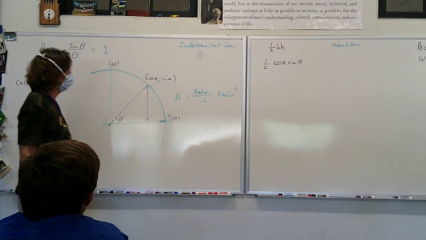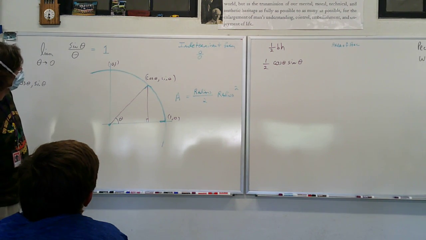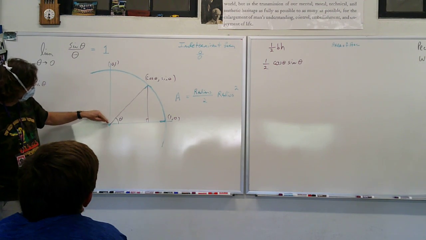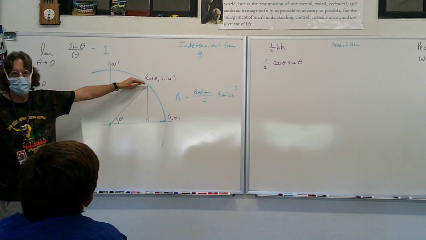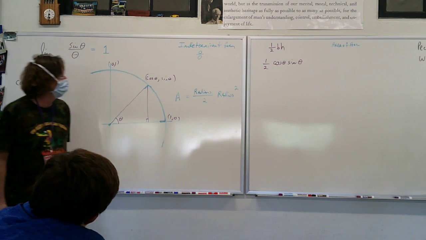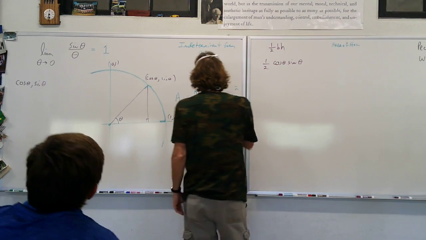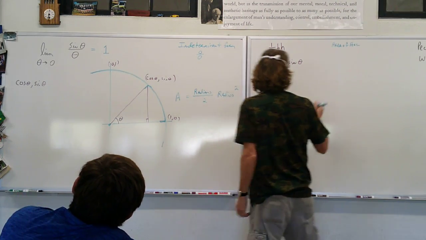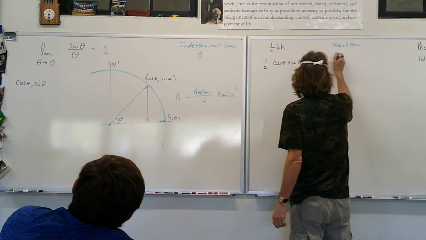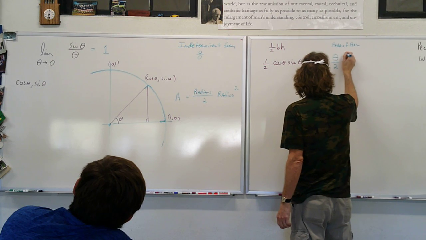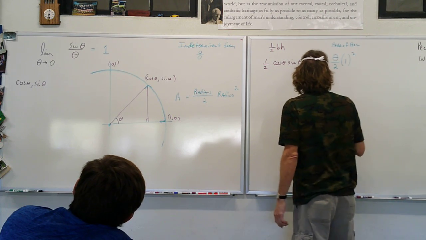Now, the good news is we know the radius, because if the circle has a radius of 1, what is the distance from here to here? 1. What's the distance from here to here? 1. And the radian value is our theta. So the area of the arc is just simply theta over 2 times 1 squared. And that's the area of the arc.